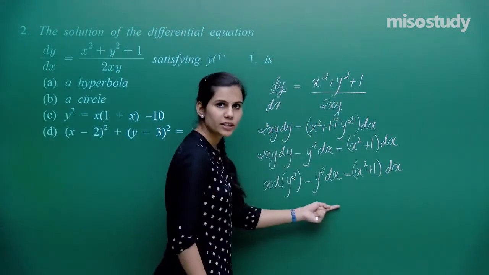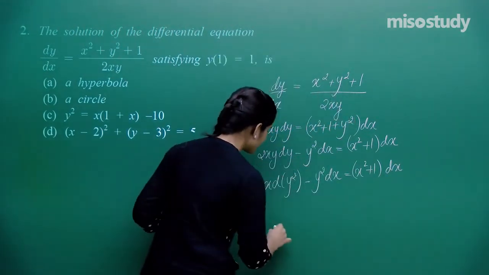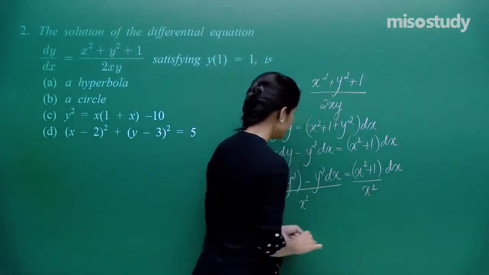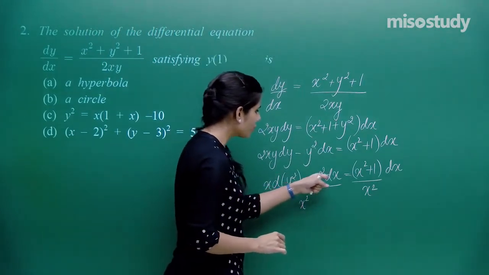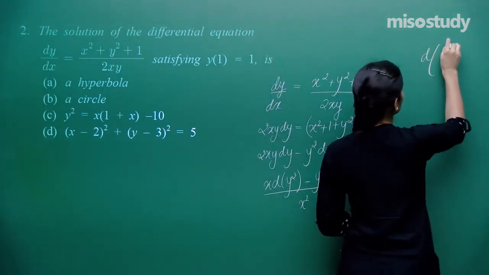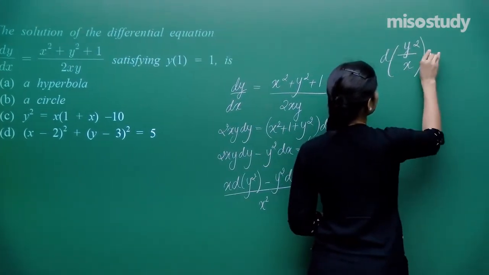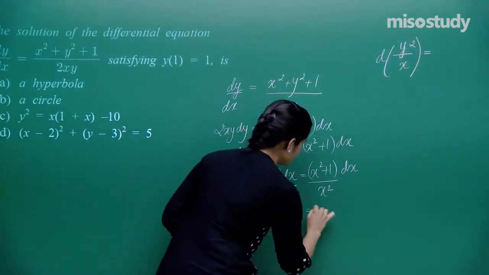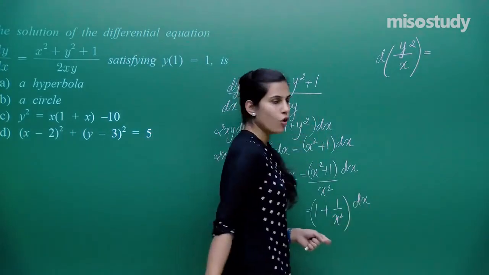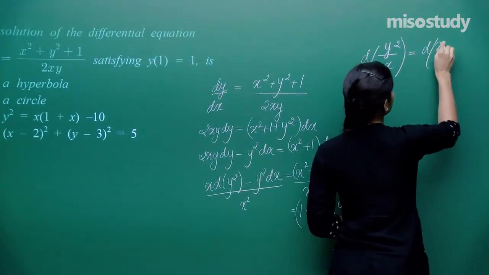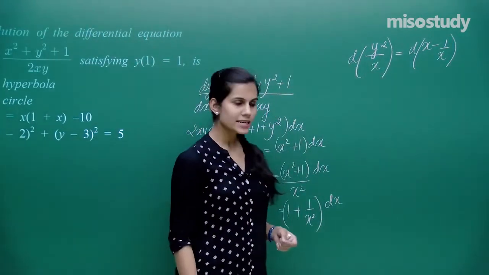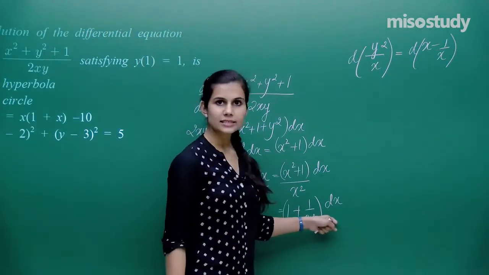I want an x square over here in the denominator. If I divide both sides by x square, I get this upon x square and I get this upon x square. This becomes what? x dy minus y dx whole upon x square is d of y by x. y is replaced by y square, you get d of y square by x. This is equal to what? 1 plus 1 by x square dx, or I can write it as d of x minus 1 by x, right? d of x minus 1 by x is nothing but 1 plus 1 by x square dx.